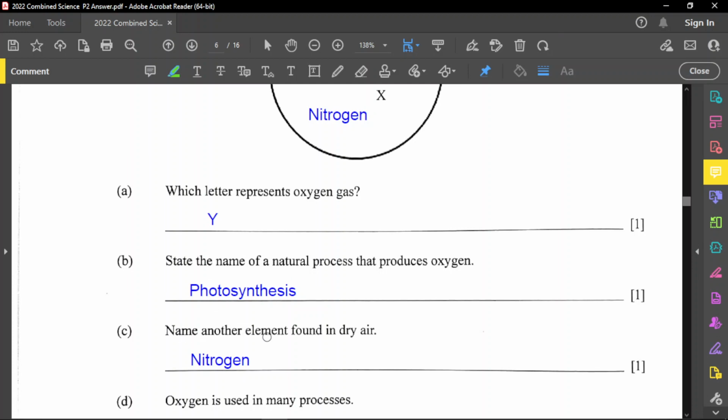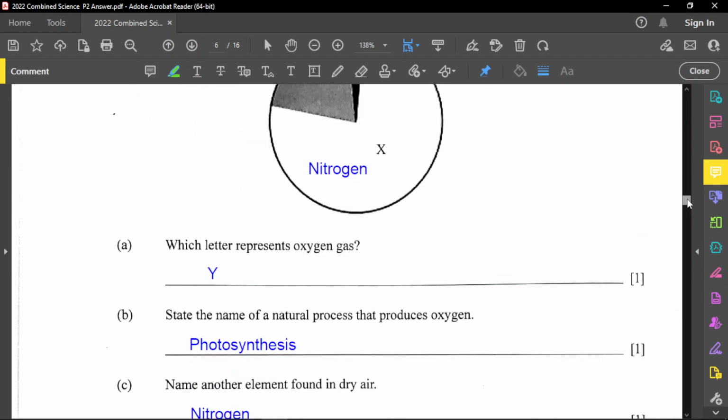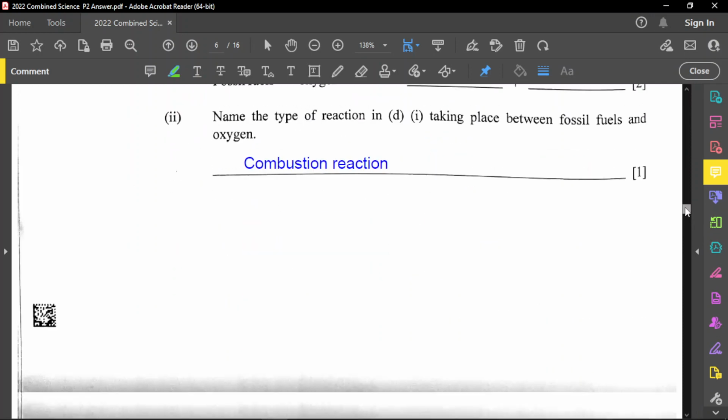For part C, name another element found in dry air, and that will be nitrogen. It said element, and the reason I point this out is that nitrogen is an element, and carbon dioxide is a compound, right? So there is a difference there, and you have to be careful with the words they use.